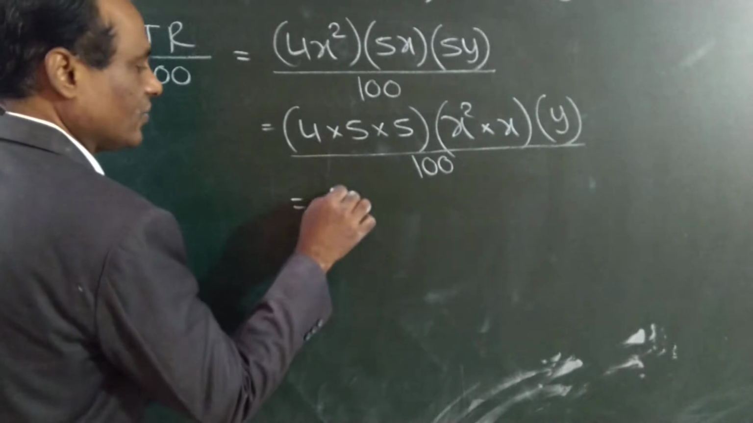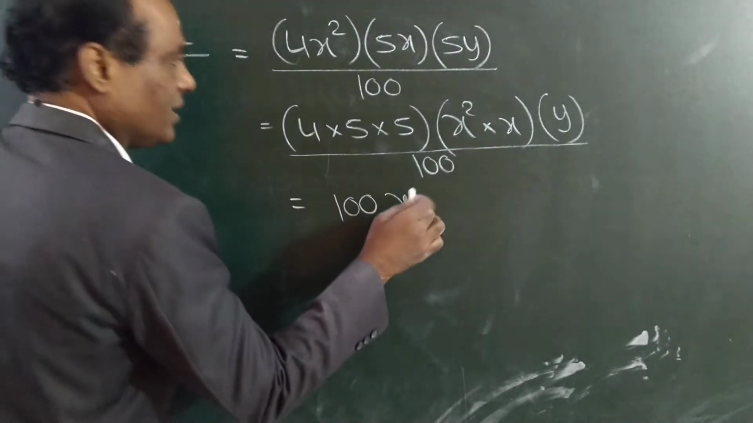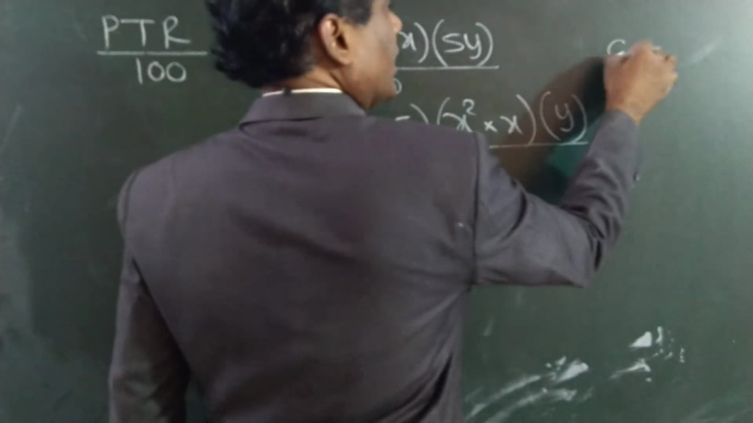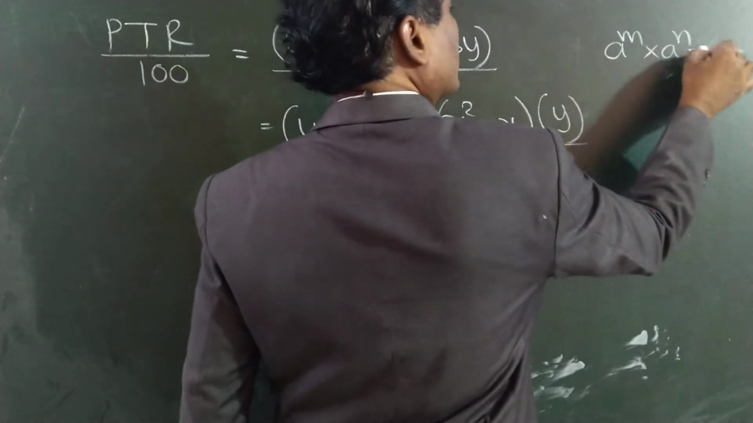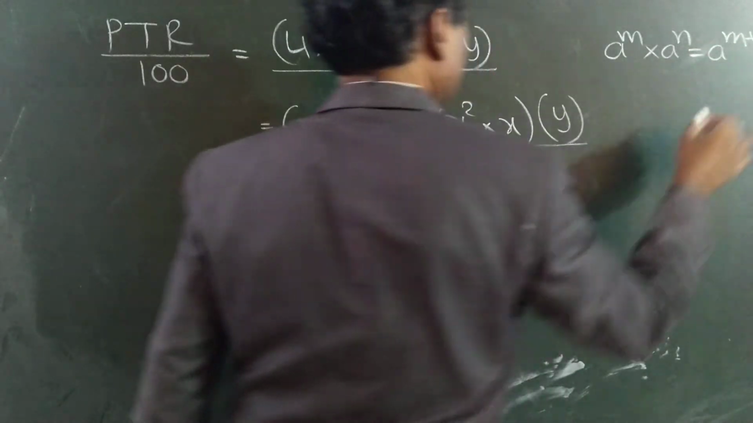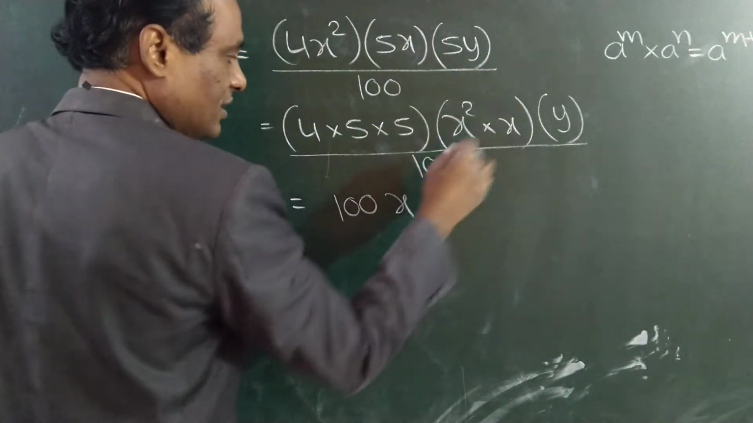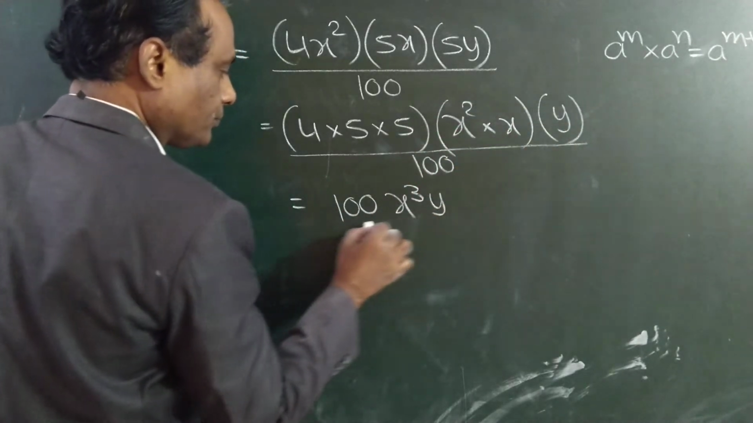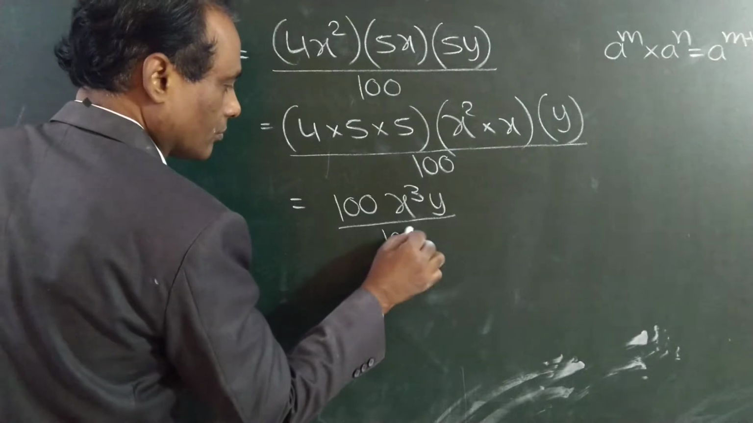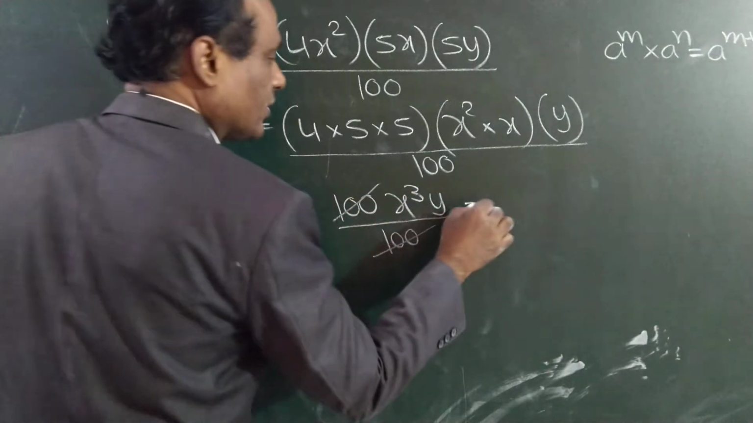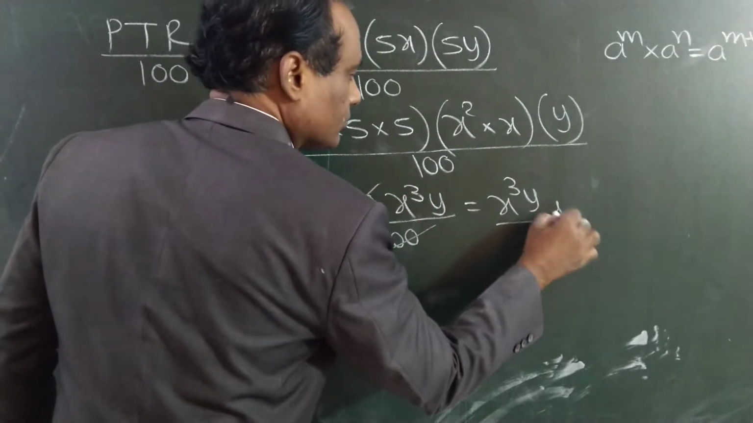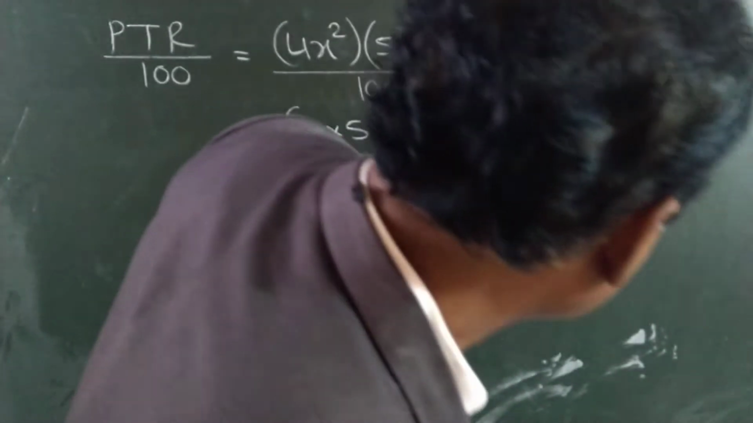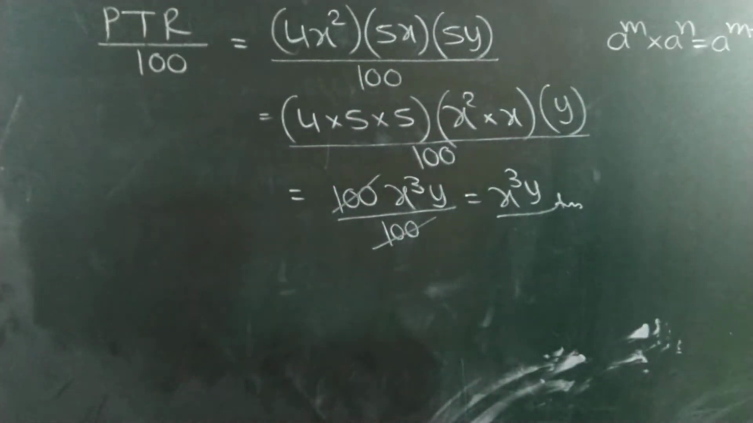4 5s are 20, 20 5s are 100 into. Bases are same in multiplication, powers are added. A power m into a power n is a power m plus n. This is 2 plus 1, 3. 2 plus 1, 3 into y. 100 cancel. Answer is x cube y. That's all. Completed. Write down the seventh question.